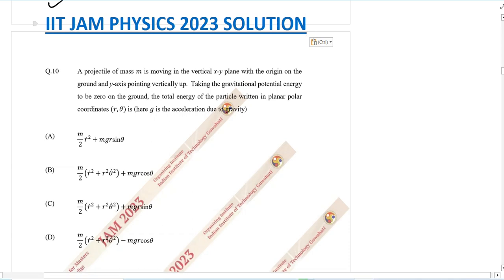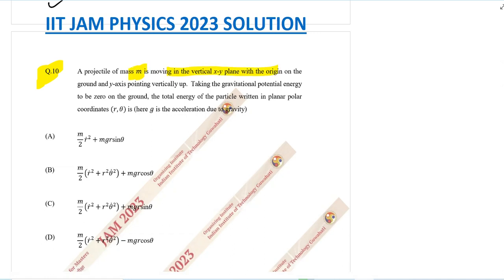आज सॉल्व कर रहे हैं क्वेश्चन नंबर 10. So the projectile of mass m is moving in the vertical xy plane, and the origin on the ground, and y axis क्या है, pointing vertically up. ठीक है. So taking the gravitational potential energy to be zero on the ground, the total energy of the particle written in the planar coordinate में दिया हुआ है. ठीक है. तो चलिए इसको फटाफट सॉल्व करते हैं.